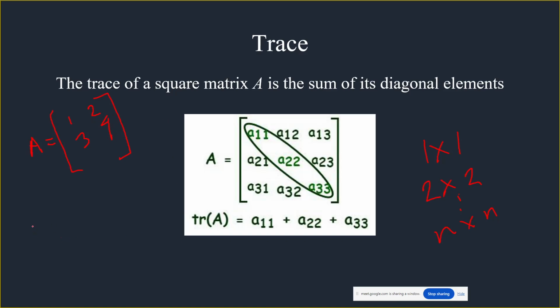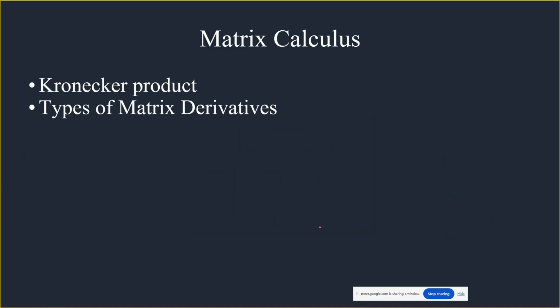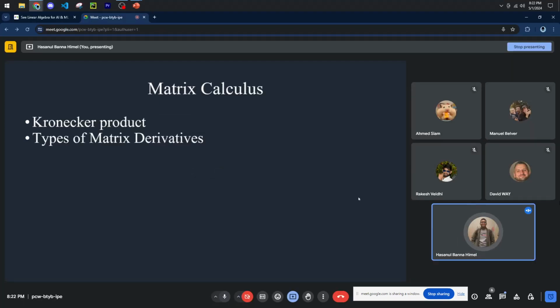And if we want to find the trace of A, we do this math for this matrix. We are going to have 1 plus 4, and the trace will be 5. That is for our matrix operations. If we have any questions for now, you can ask me, then we will discuss.